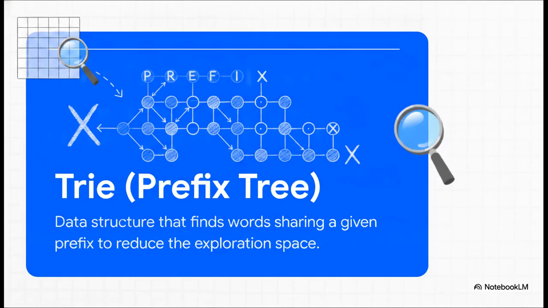And when we're dealing with dictionary lookups on a 2D board, like in Word Search 2, we need the ultimate optimization tool, the trie, or a prefix tree. Instead of checking a hash set at every single tiny step, a trie lets us know instantly if the path we're walking down even has the potential to form a valid word. If the prefix isn't in the trie, bam, we kill the DFS branch immediately. This drastically reduces our exploration space.